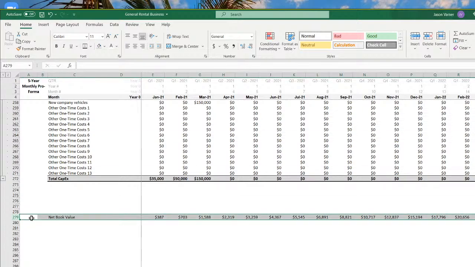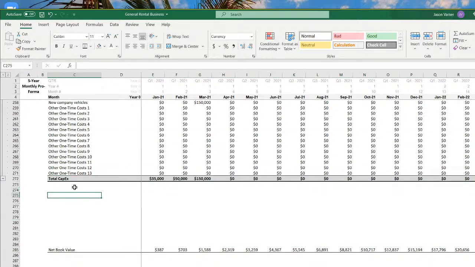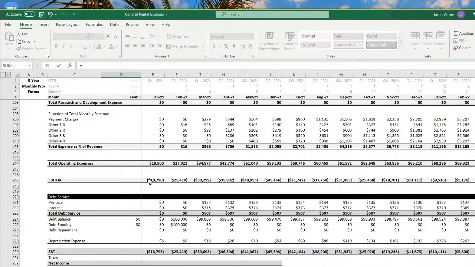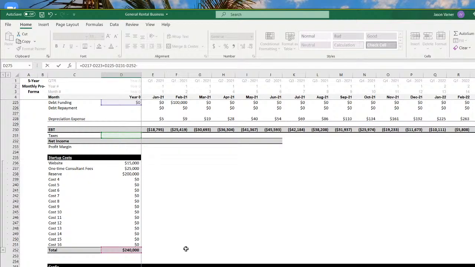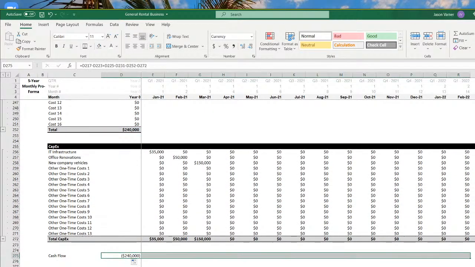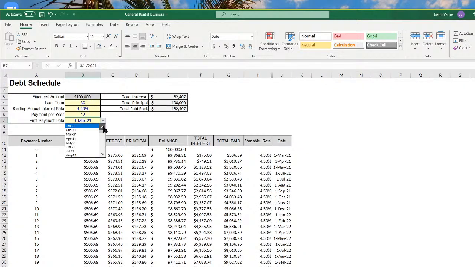Now when we actually go to cash flow, this is where it gets a little tricky. So we do EBITDA minus all the debt service, plus any debt funding. And this is how we figure out how much equity or owner's cash is going to be needed for the startup. Plus that, minus taxes, minus startup costs, minus CapEx. And let's put this back to the first month.